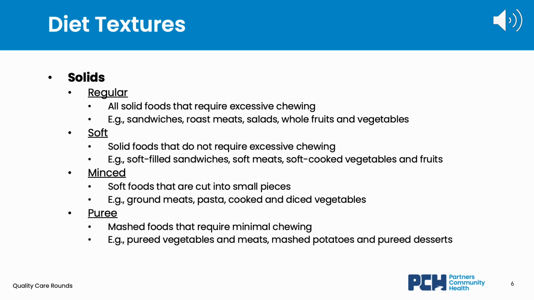If the resident is having difficulty with chewing excessively, they may downgrade to a soft diet, which includes foods that are easier to chew. Next, there is a minced diet where soft foods are cut into small pieces and then consumed. Some examples include ground meats and diced vegetables. The final diet to identify is the puree diet, which consists of mashed foods that require very little chewing.